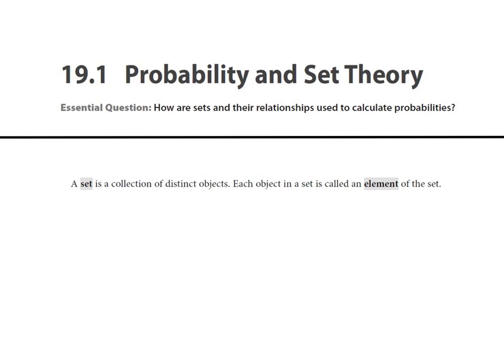First, a set. A set is a collection of distinct objects. Let's choose our class. Let's say our class is a set of students. Each person in the class, all together, would make a set. Each object in a set is called an element. So in this case, each person is considered an element. Each student is an element in our class set.